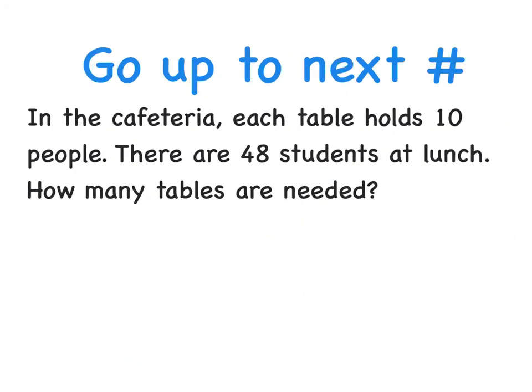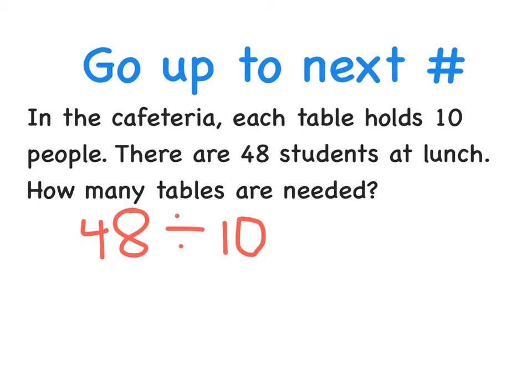Sometimes you'll need to go up to the next number when you have a remainder. Let's look at this example. In the cafeteria, each table holds 10 people. There are 48 students at lunch. How many tables are needed? So I need to figure out what we would get if I take the 48 people and divide them into groups of 10, since each table can hold 10 people.